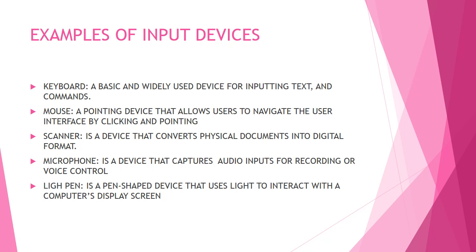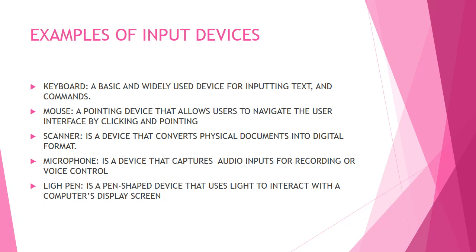Examples of input devices: we have keyboard, mouse, scanner, microphone, and light pen. They are all input devices. So the keyboard allows us to input data and characters into the computer system, and there are 101 buttons on the keyboard with which we are able to input information or data to our system. Then we now have mouse. A mouse, which is a pointing device, allows us to navigate from one icon to another.